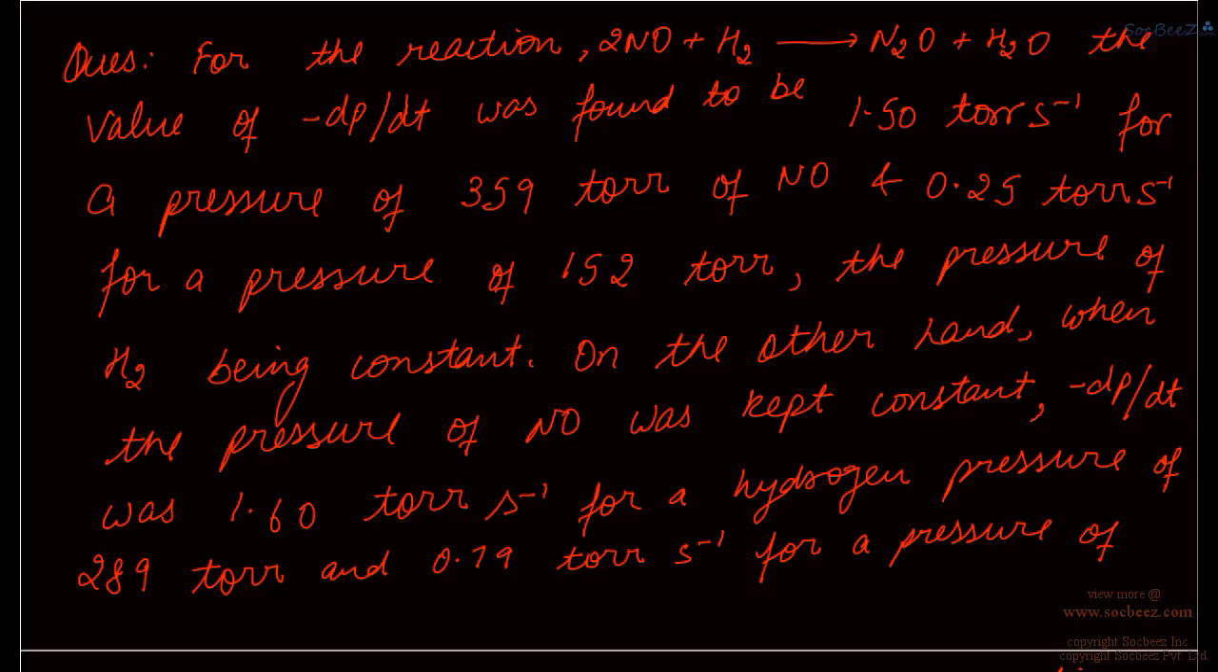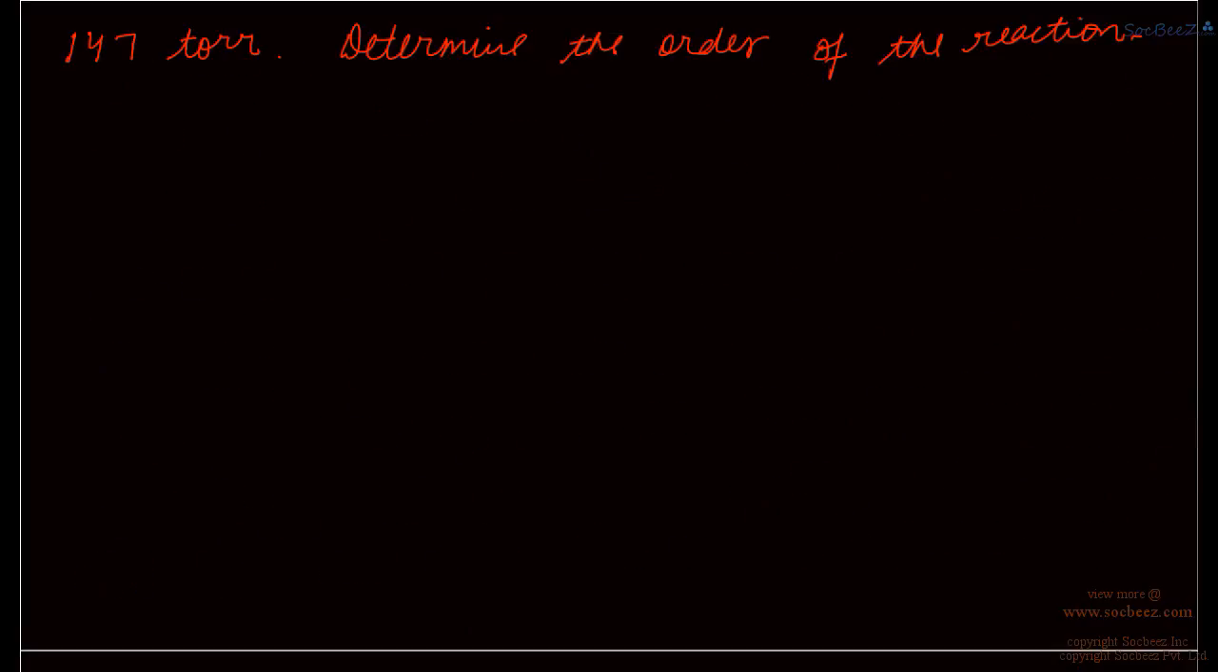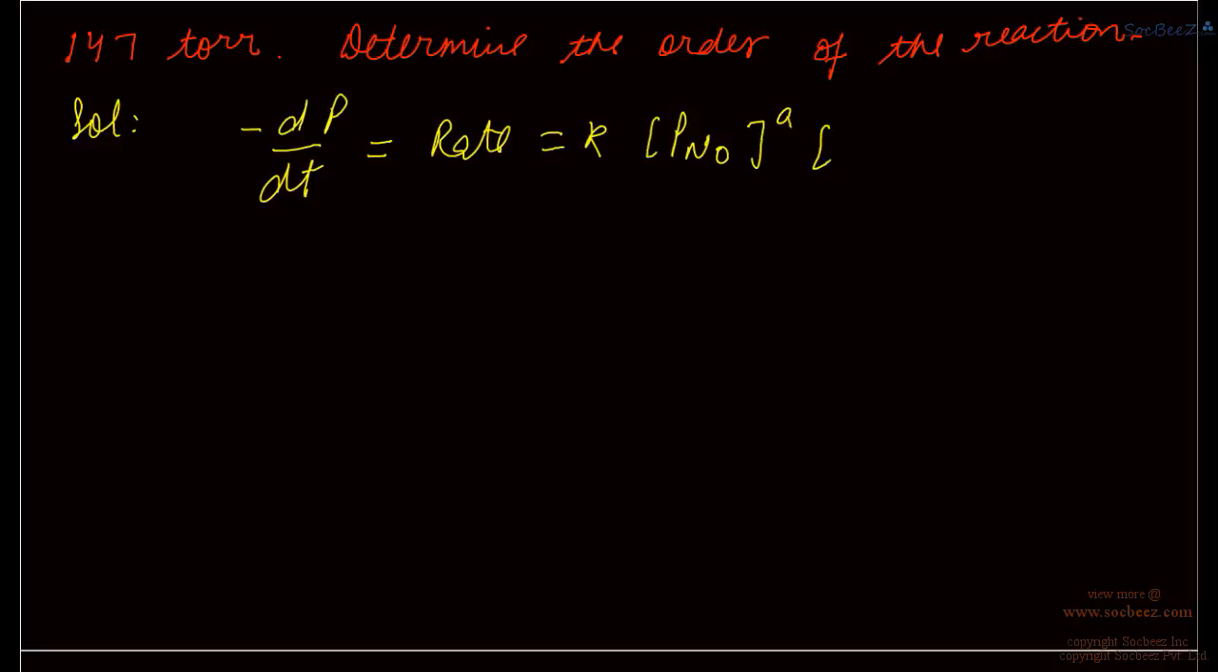And on the other hand, when the pressure of NO was kept constant, minus dP by dt was 1.60 torr per second for a hydrogen pressure of 289 torr and 0.79 torr per second for a pressure of 147 torr. Determine the order of the reaction. Okay, let's find out what we do get. Now for a given reaction, suppose the rate law is represented as minus dP upon dt equals rate equals K P NO to the power A, P H2 to the power B.